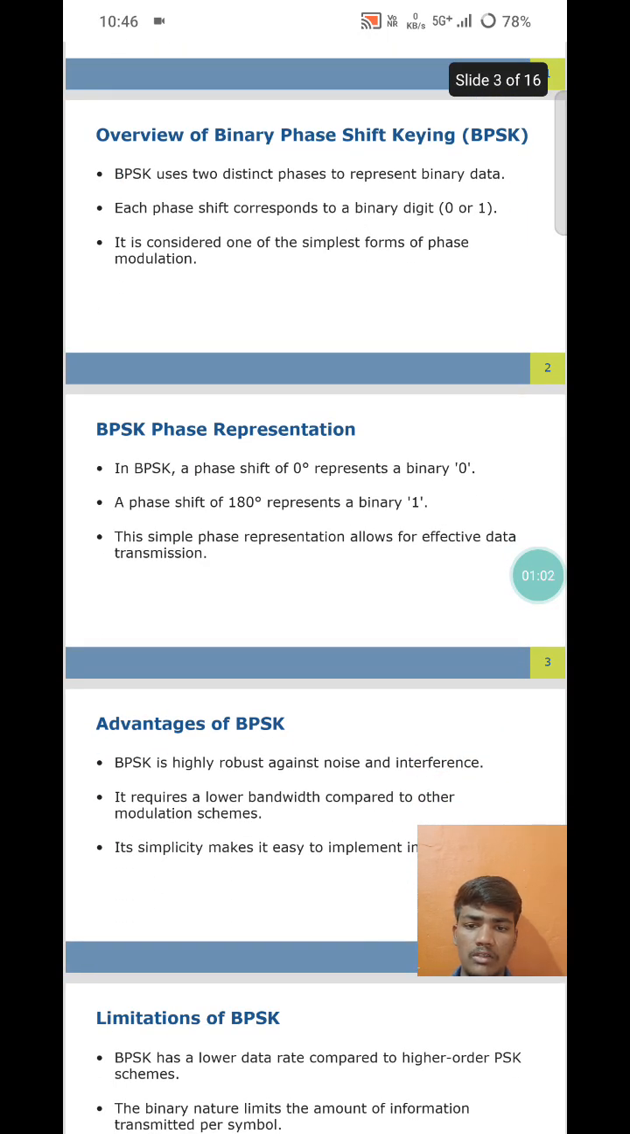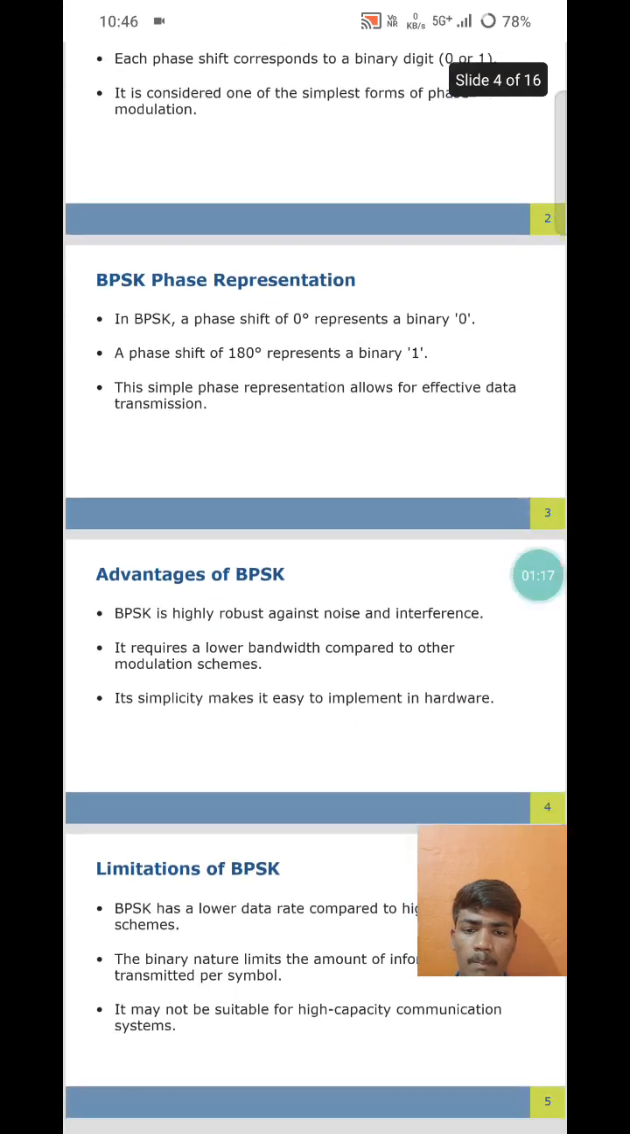BPSK phase representation. In BPSK, a phase shift of 0 degrees represents a binary 0. A phase shift of 180 degrees represents a binary 1. This simple phase representation allows for effective data transmission.